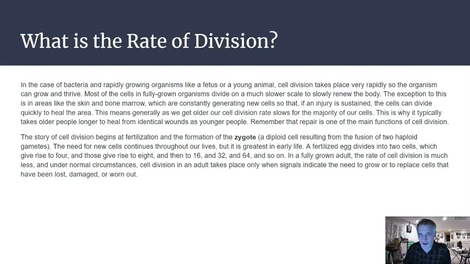So what is the rate of this division? In the case of bacteria and rapidly growing organisms like a fetus or a young animal, cell division takes place in a pretty rapid procedure, right? So it happens rapidly, and the organism can grow and thrive. Most cells in fully grown organisms divide on a much slower scale. There are even some cells that don't divide at all after birth.